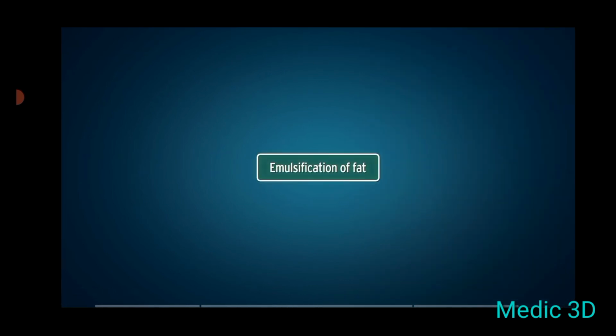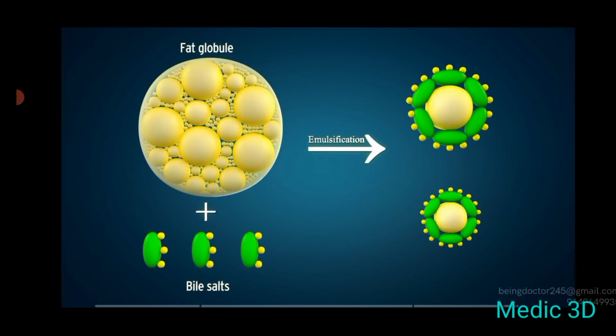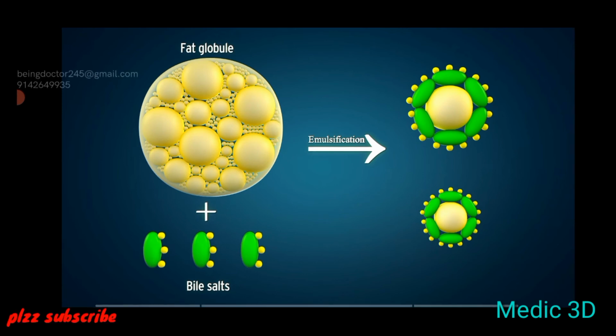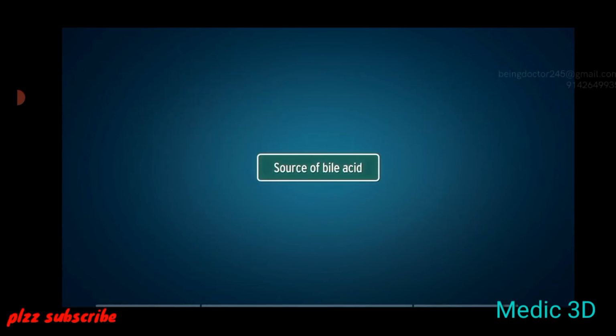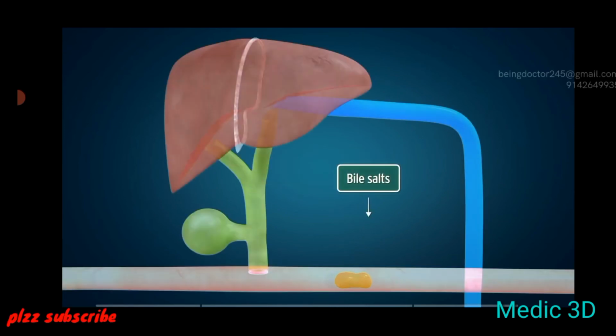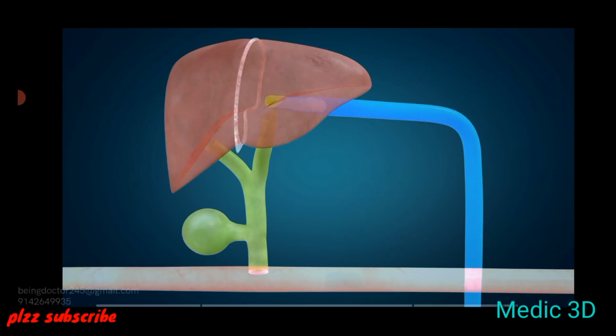Emulsification of fat. Bile salts are surface tension reducing agents. Along with phospholipids and monoglycerides, they cause emulsification of fat, which is essential for digestion and absorption of fat. Source of bile acid. Bile salts are converted to bile acids in the intestine, which is then absorbed into portal blood. Thus, bile salts are important sources of bile acids that add to the bile acid pool of the body.